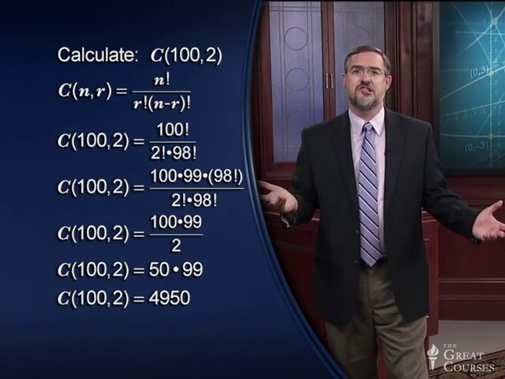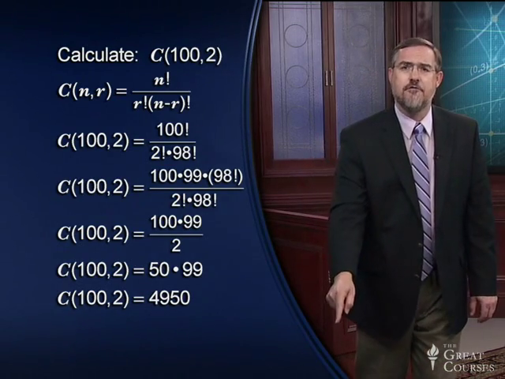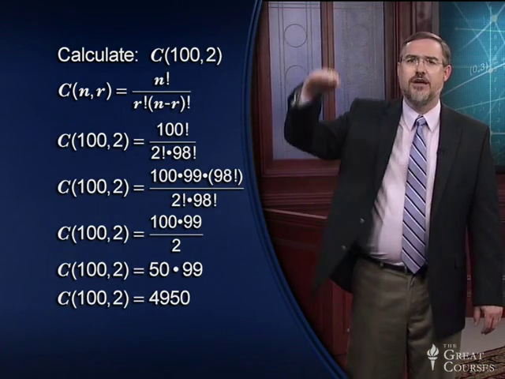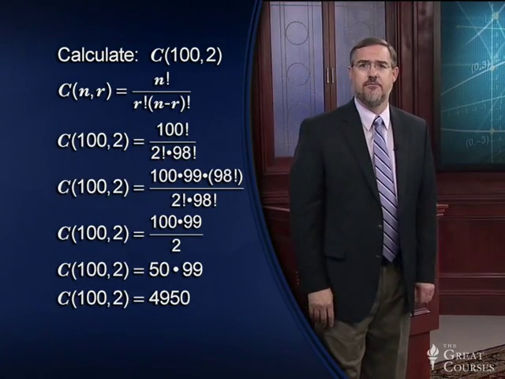4,950. It's that simple. So I just calculated a value in the 100th row of Pascal's triangle without knowing any of the values above it. And that's really, really helpful. Now, there's so much more I could say about C of n comma r and Pascal's triangle, but I'm going to hold off on sharing most of those comments for the next lesson.